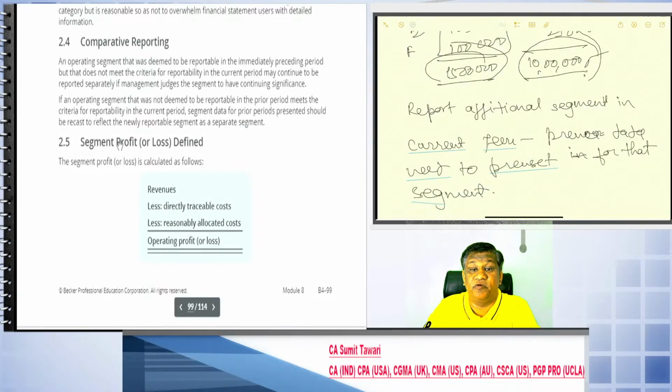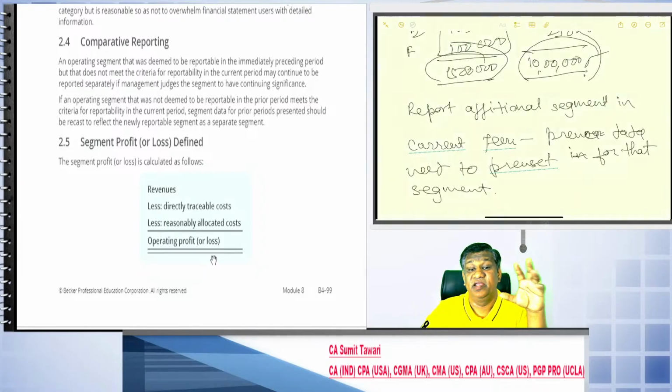Then segment profit or loss defined. Segment profit or loss is calculated as revenue, less directly traceable cost, less reasonably allocated cost, and that is my operating profit. When we prepare the consolidated financial statement, we are just mentioning the direct traceable cost and then gross profit and then the other expenses. But when you are preparing the segmental reporting, you need to allocate the indirect cost on some reasonable basis, and then calculate the operating profit.